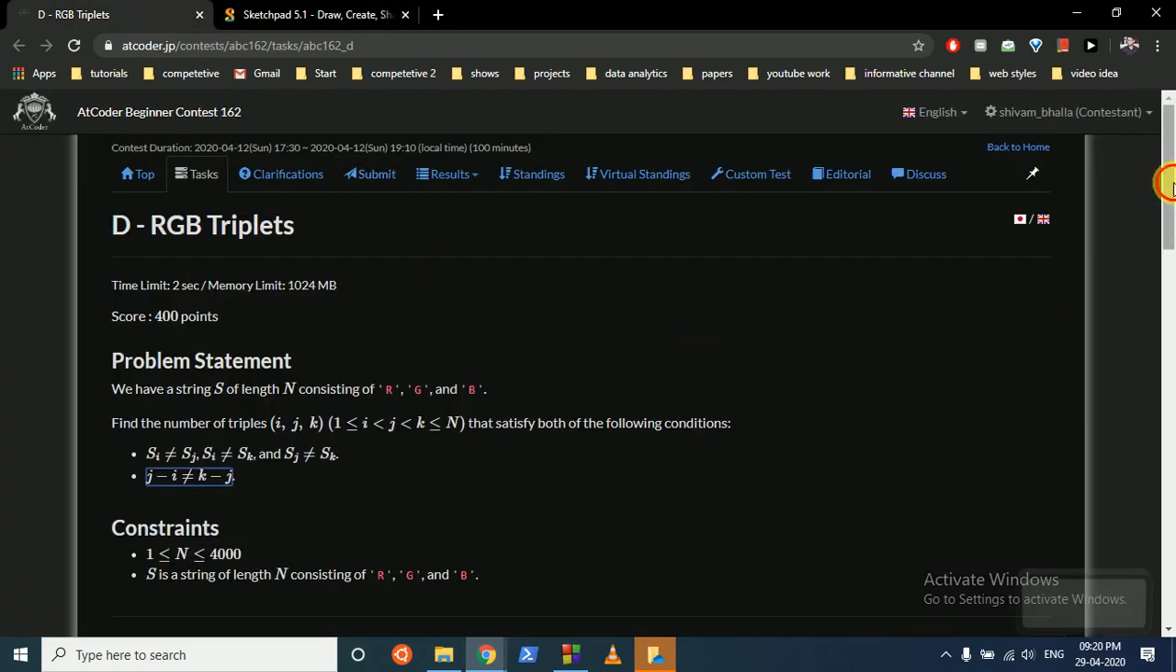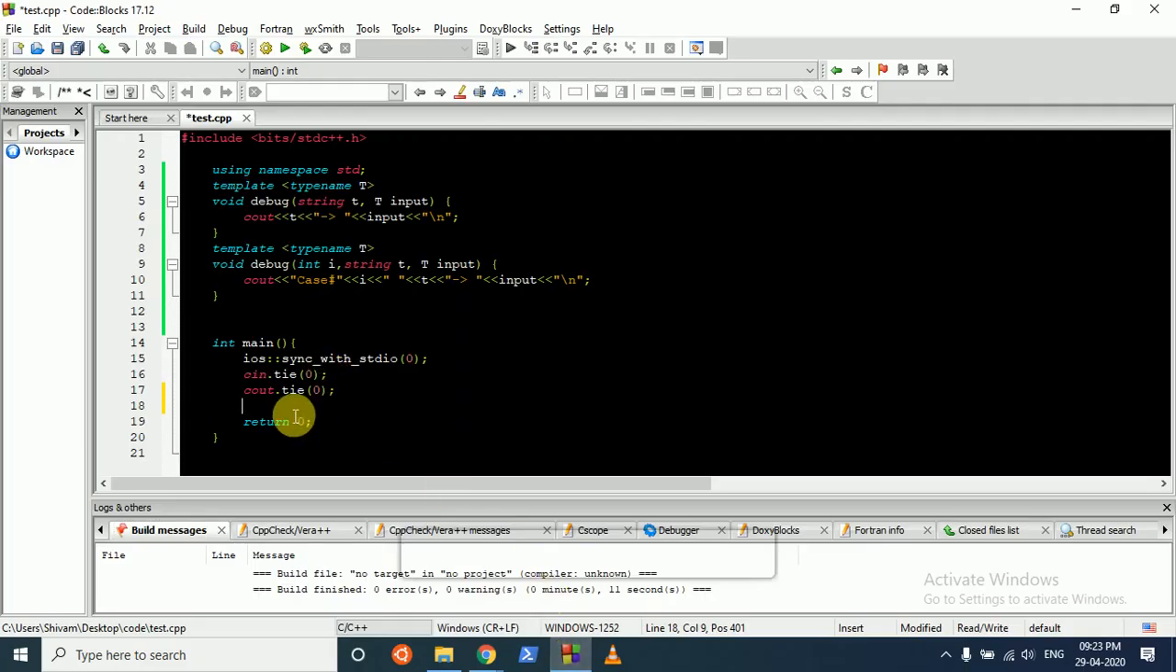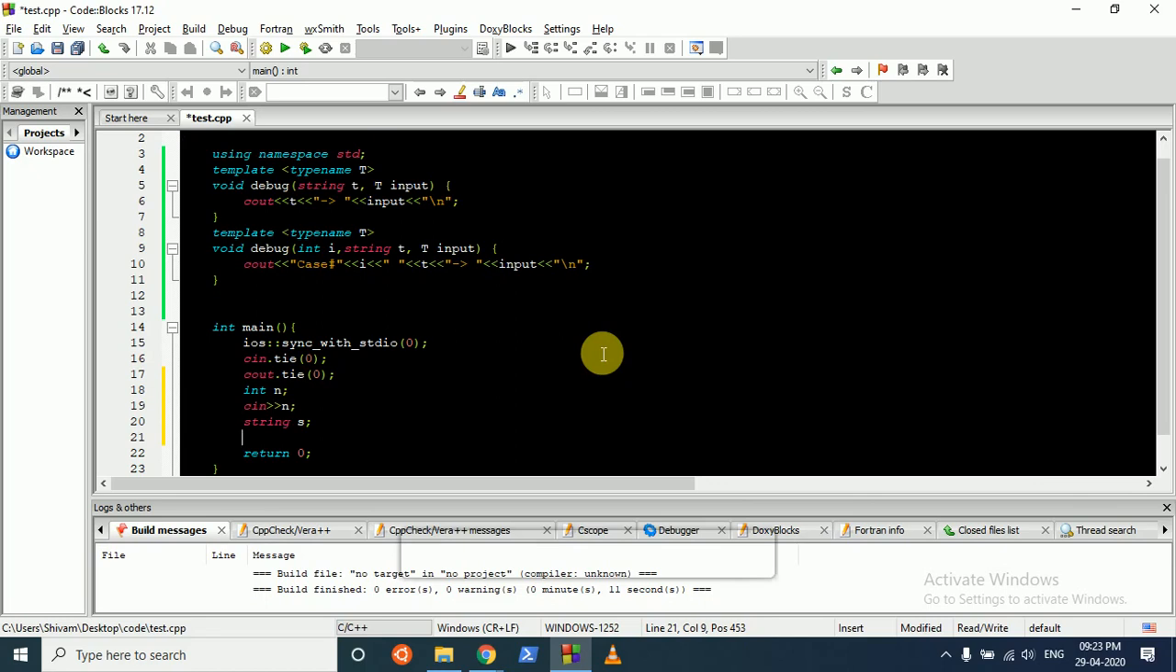So let's code it. So what we are given in the input is n and the string, and the string only consists of RGB only.